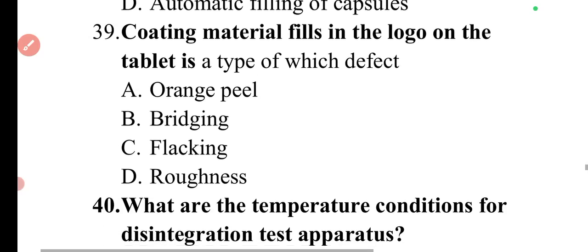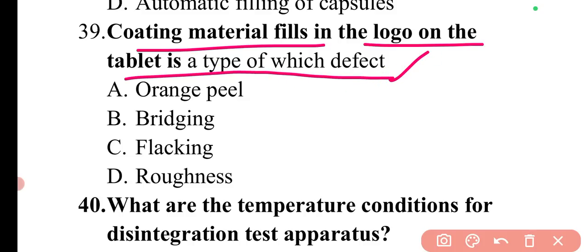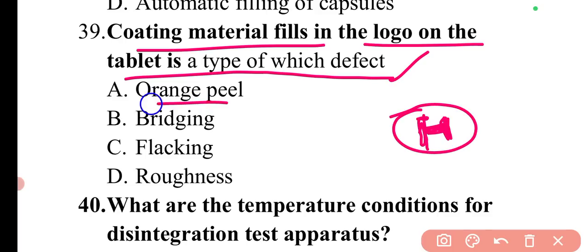Then coming to the next question. The question is, coating material fills in the logo on the tablet is a type of which defect? If there is a tablet with one logo, and there will be some empty space in this logo, and the coating material is filled in this empty space, that kind of tablet coating defect is known as bridging. So here option B is correct.